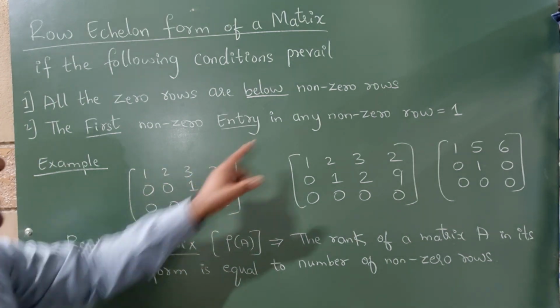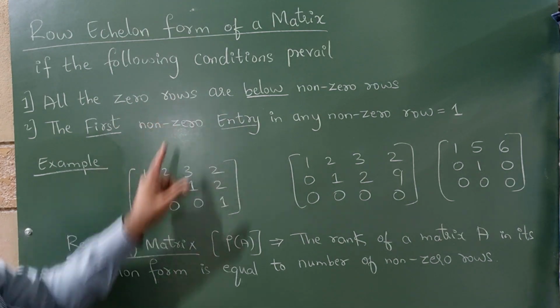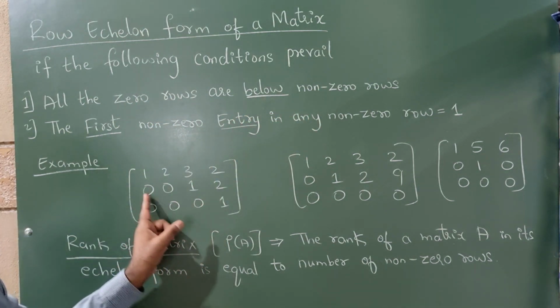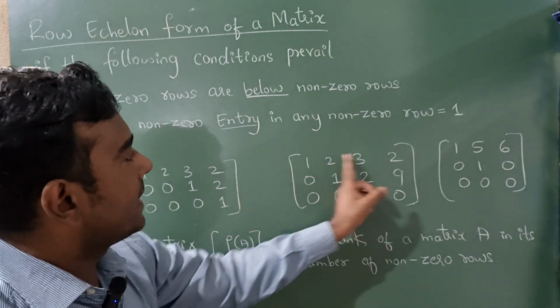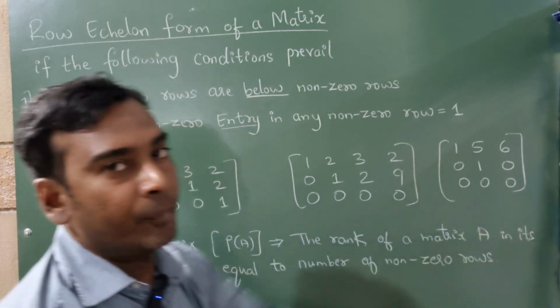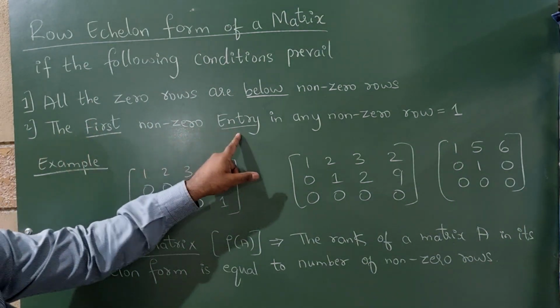These numbers are called non-zero. Now the zero rows should be below the non-zero rows. You can see here. Here also these are non-zero and these are zero. These are non-zero and these are zero. Fine. Now the second condition is the first non-zero entry.